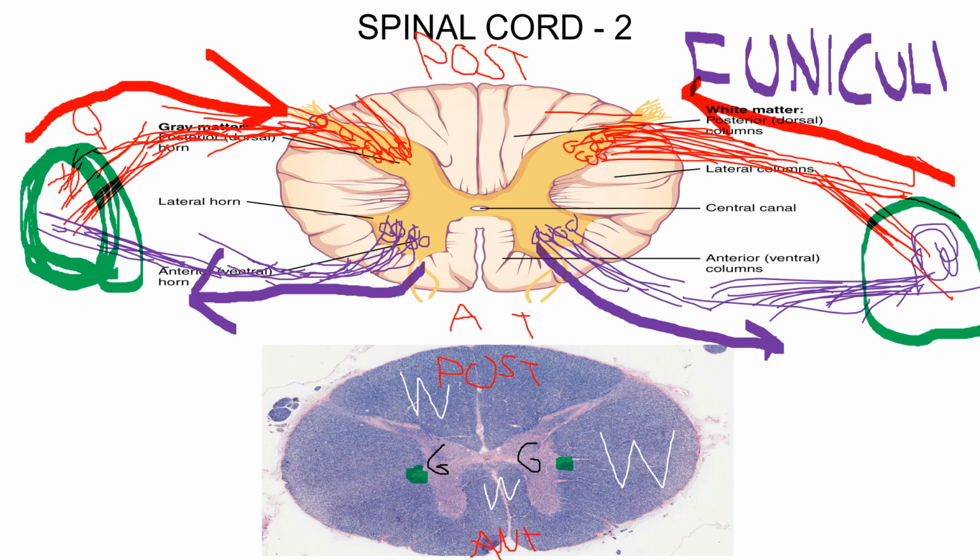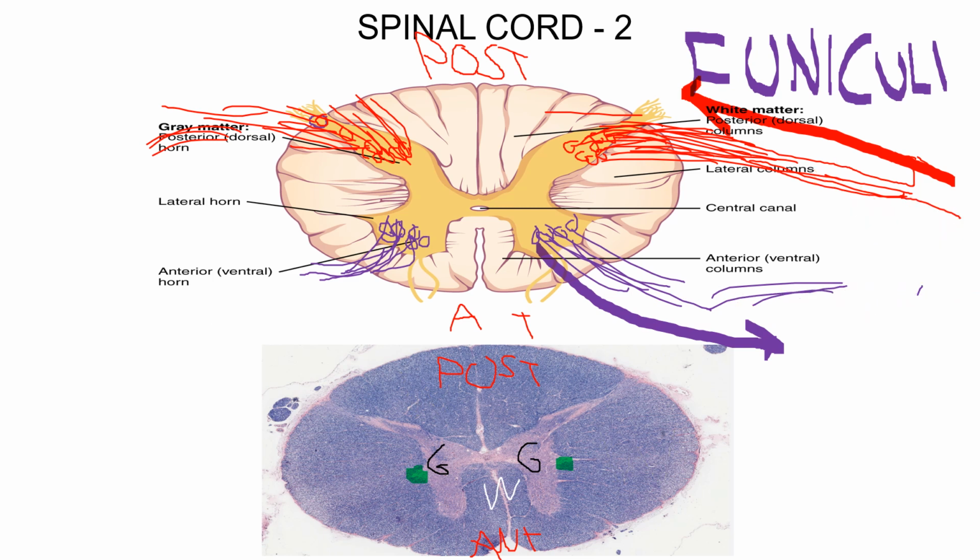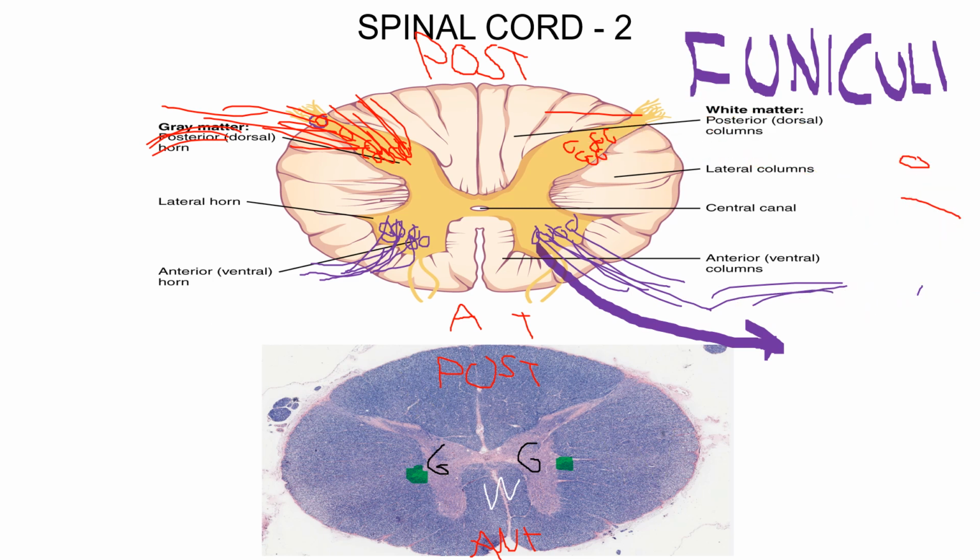Okay, one last thing we're going to cover, and then we will move on to the next slide. Actually, two more things. I lied. Let's cover the lateral horn real quick. The lateral horn is going to be involved with the autonomic nervous system. So as I mentioned with the ventral horn, this stuff's going to go out to your arms and your legs, that kind of thing, the limbs.